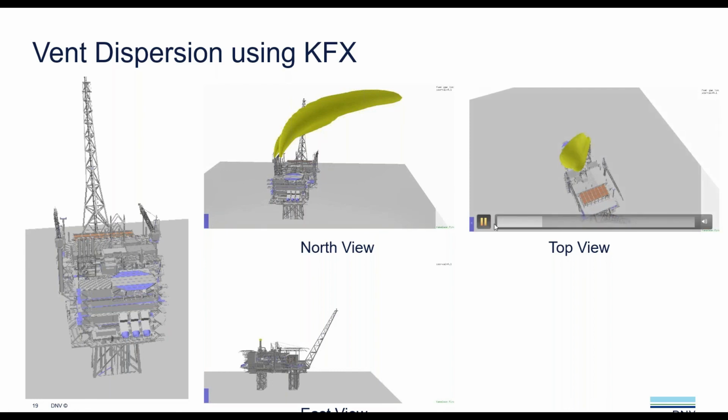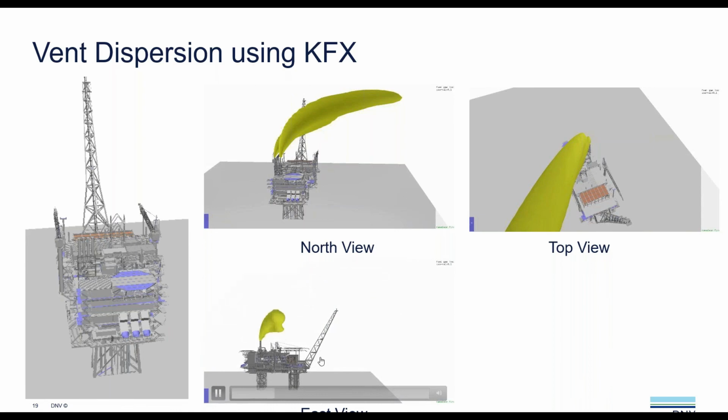This is the top view. From the top view, you'll be able to see that the wind direction is sort of diagonal to the platform. So you can specify your wind direction and model whether it's an upwind release, crosswind release or downwind release. And lastly, we have the east view. These are the results you can get for dispersion using KFX.